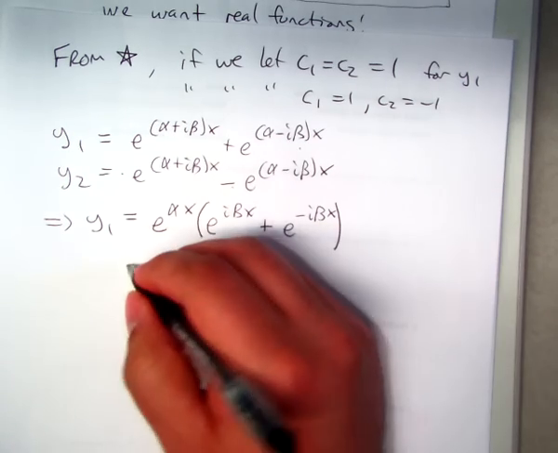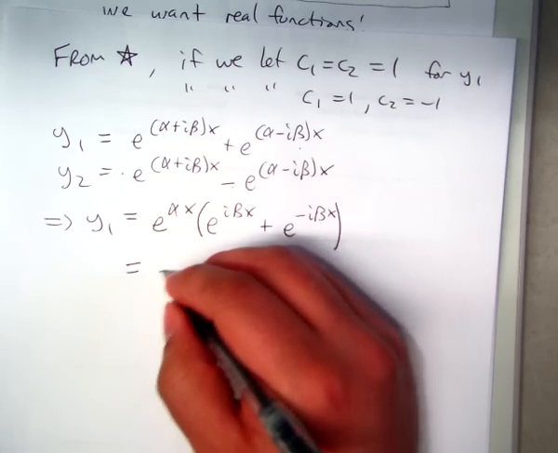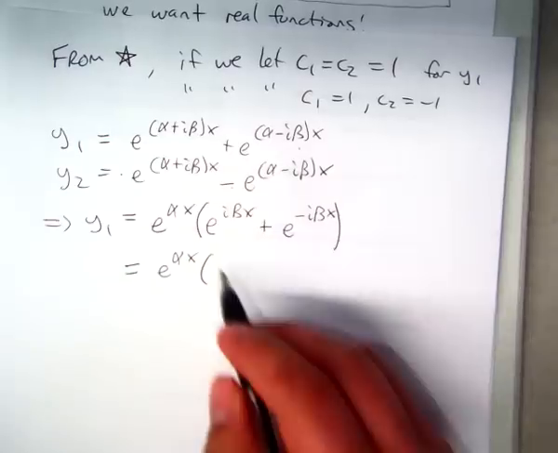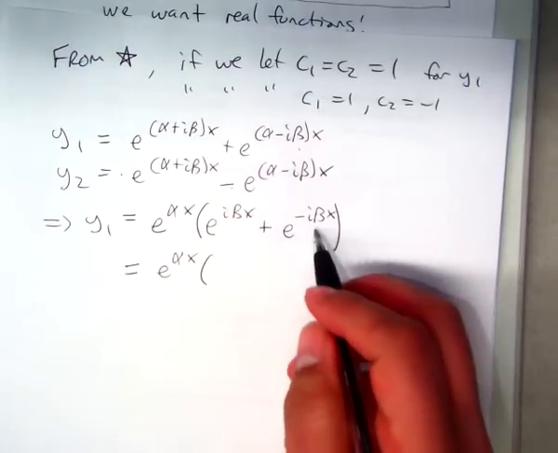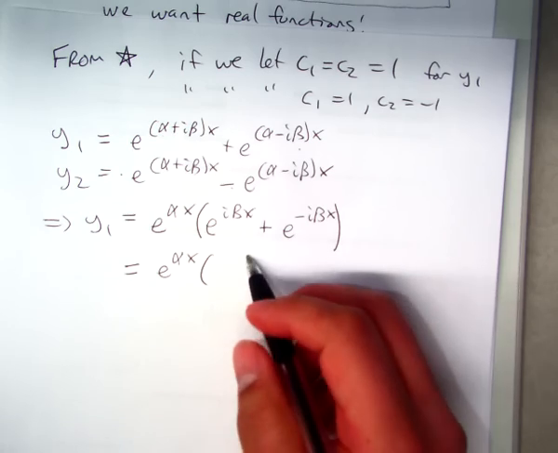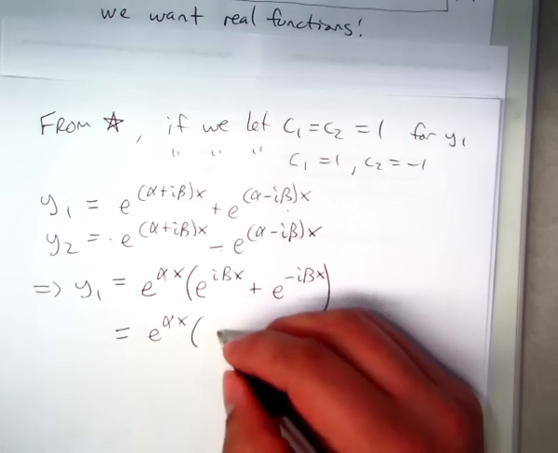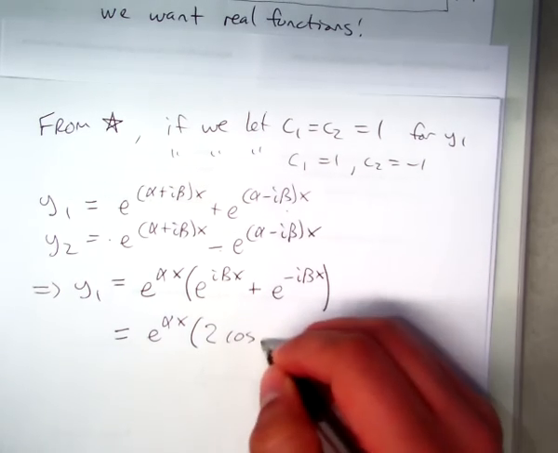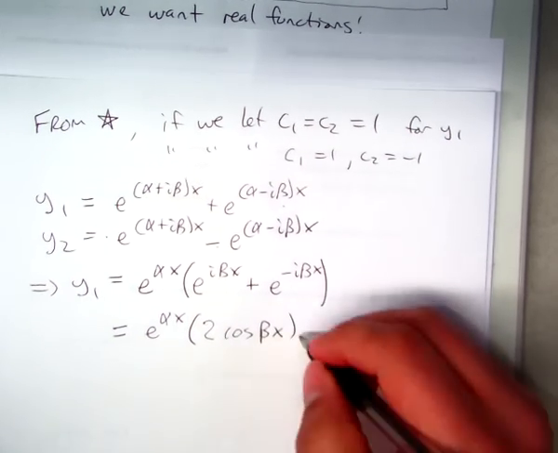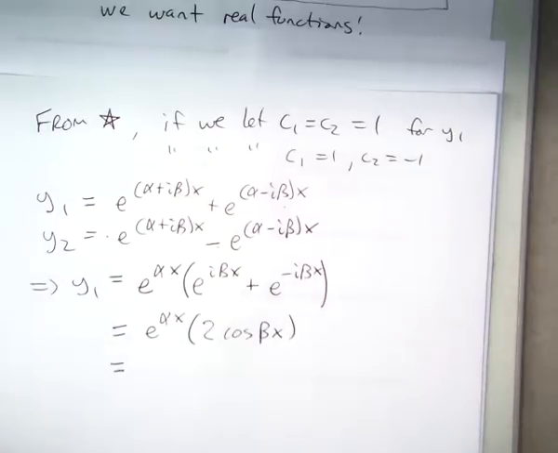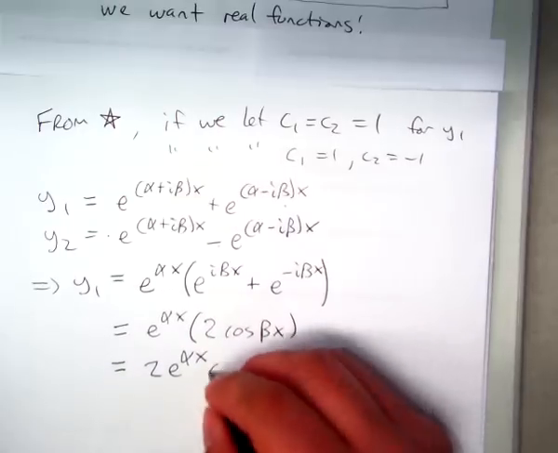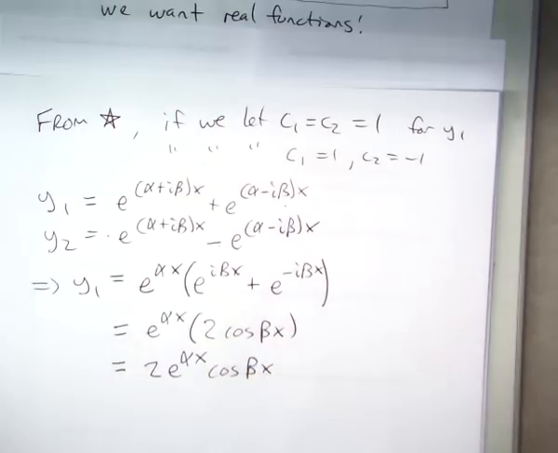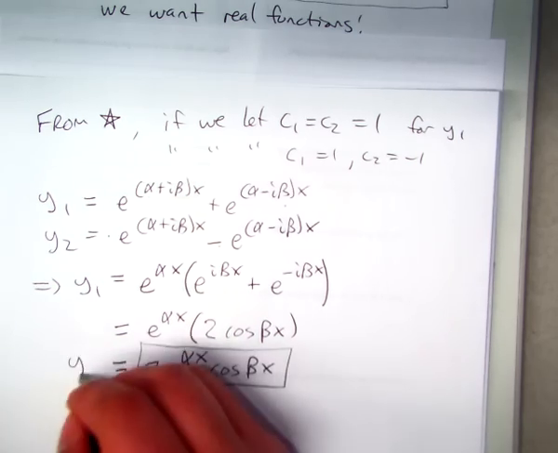But hold on a minute. We did this earlier, right? When we added up e to the i beta x and e to the negative i beta x, what did we get? We got 2 cosine beta x, right? So here's our first solution. We get 2 e to the alpha x cosine beta x. So there's y1.